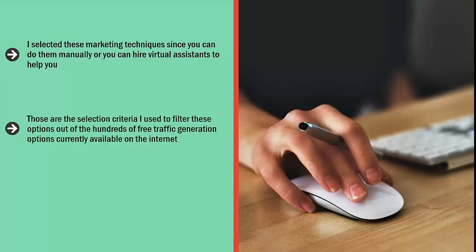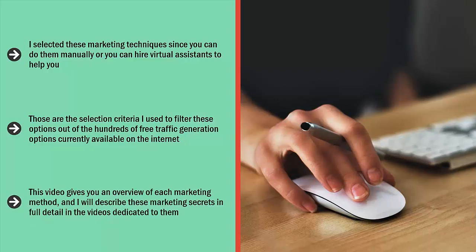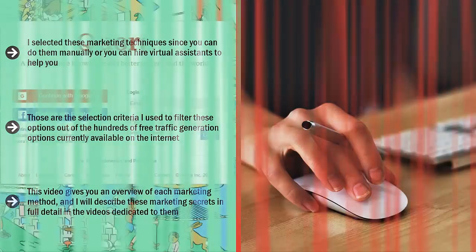In my experience, these options work best with Clickbank products when they are sold through the 3-layer content conversion system I described in video 2. This video gives you an overview of each marketing method, and I will describe these marketing secrets in full detail in the videos dedicated to them. In this overview, I just want to give you a good understanding of what these marketing methods are, how they work, as well as their advantages and disadvantages.